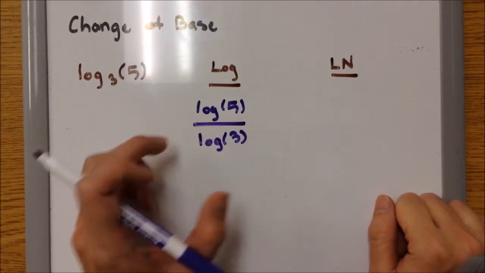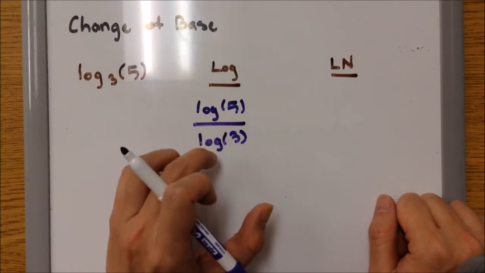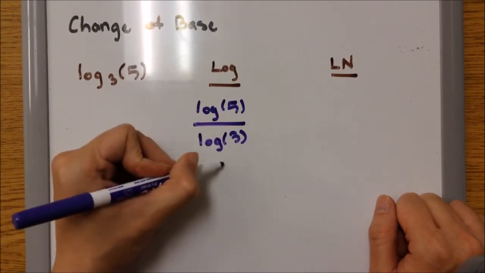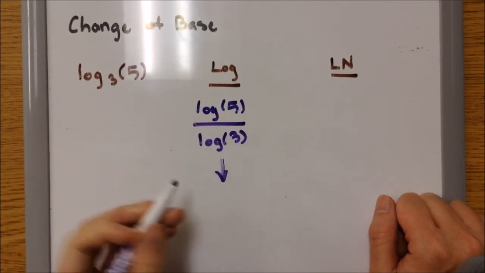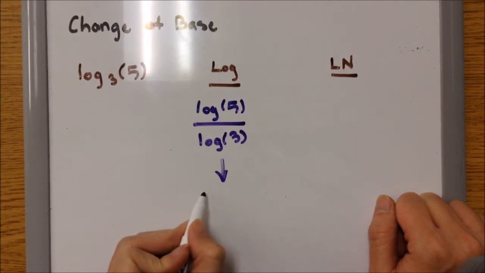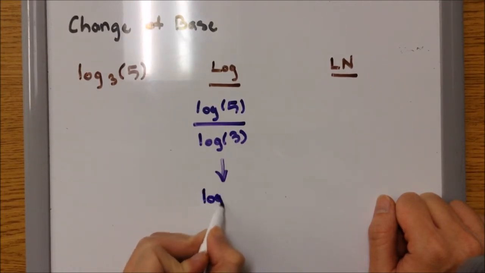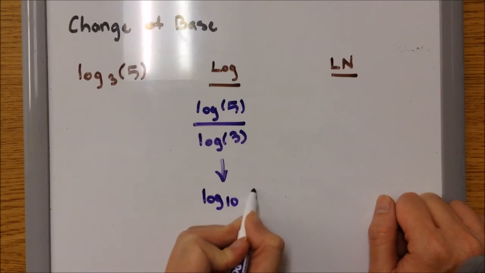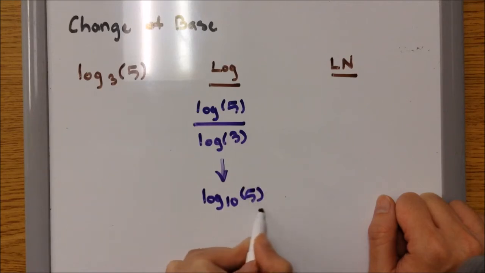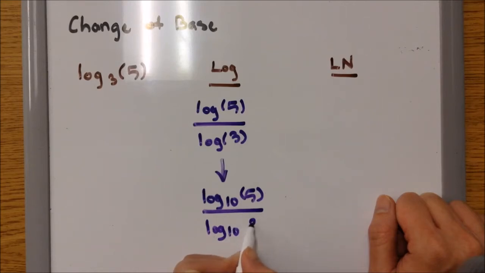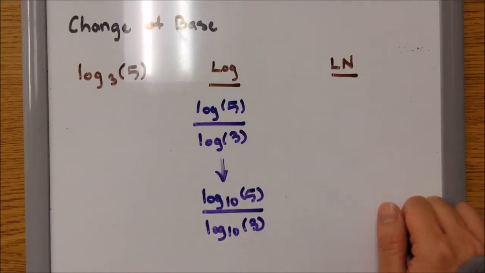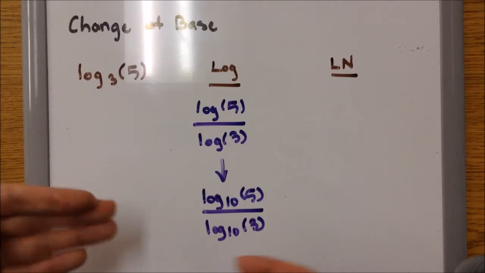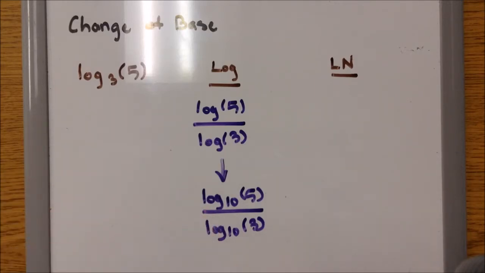Now here there's no base, doesn't mean it's not there. In this example it just means an invisible base of 10. So log base 10 of 5 divided by log base 10 of 3. So if you don't see it in your calculator, don't worry, it's just an invisible 10.